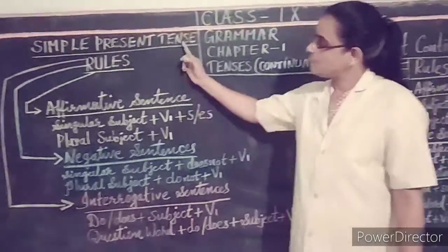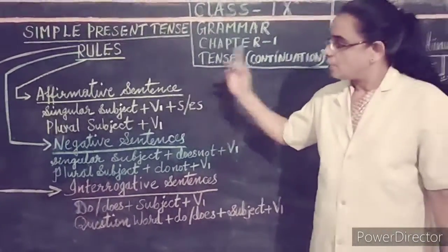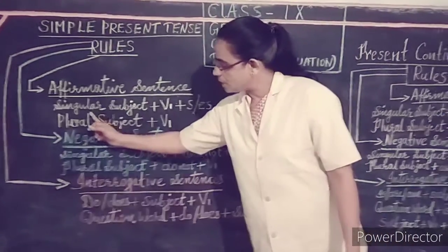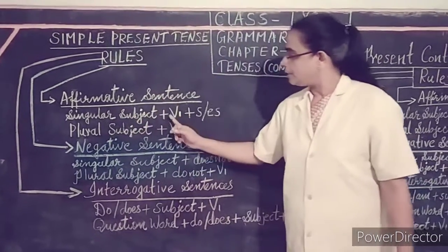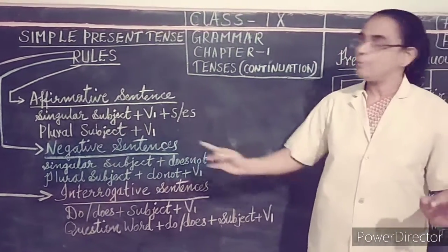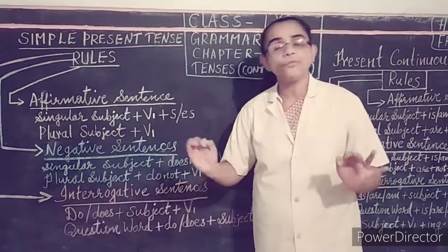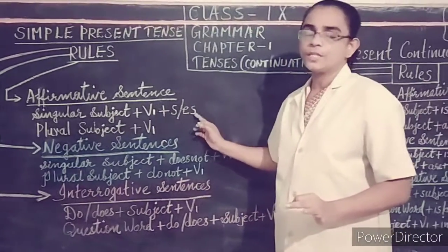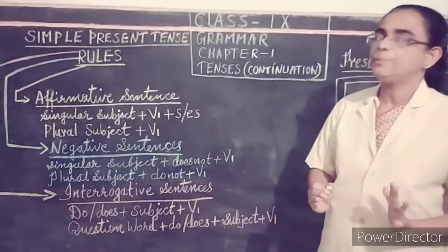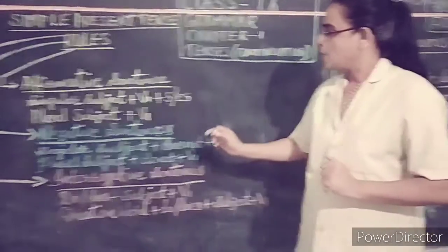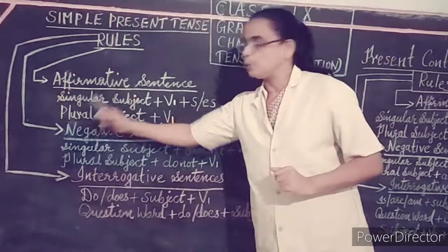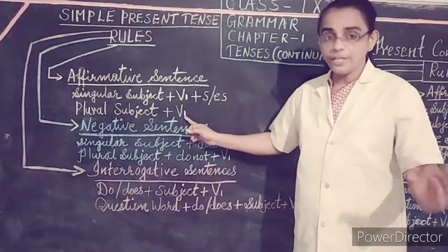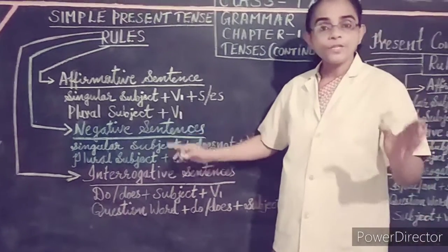And when we use simple present tense in an affirmative sentence, we must see the subject first, the subject of the sentence. If the subject is singular, then we must use the verb V1, that is the first form of the verb. And along with this verb, we have to use S or ES. We already have learned how to make the verbs plural from singular to plural. And if the subject of the sentence is plural, what will we use? Only the first form of the verb, V1.